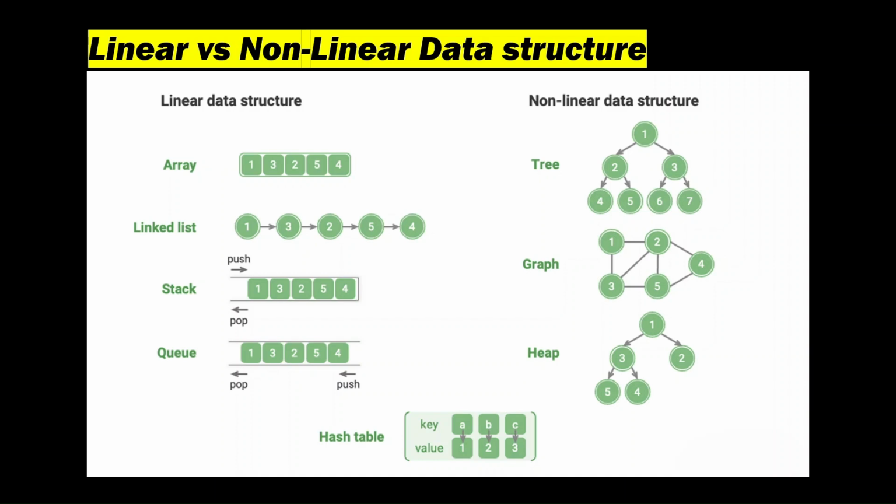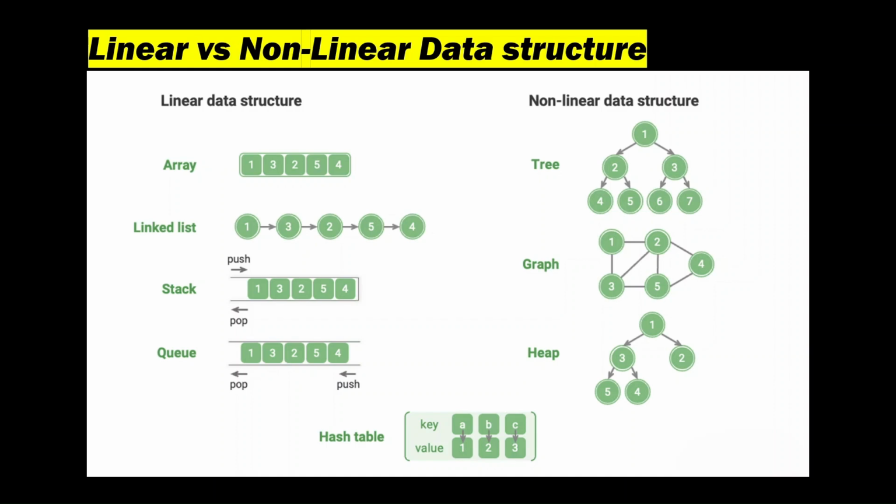On the other hand, a nonlinear data structure is one where data are not arranged sequentially, but rather in a hierarchical or interconnected manner, allowing for complex relationships between elements, unlike linear data structures like arrays or linked lists.